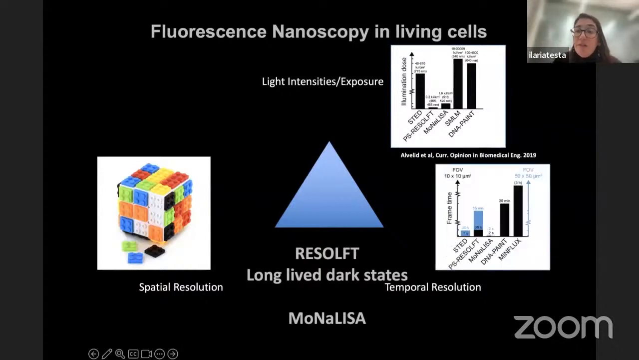And the same for speed, but for another reason: because you need less light dose, you can enable yourself to build different microscopes and go through parallelization, like confocal versus spinning disk, and then get also faster.